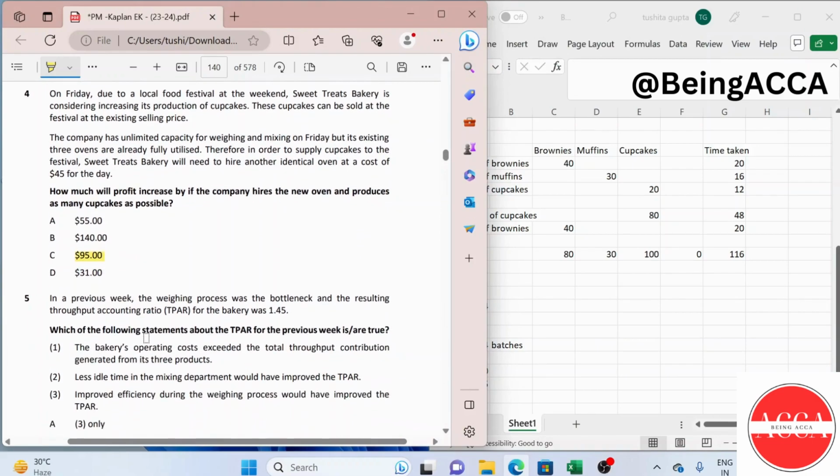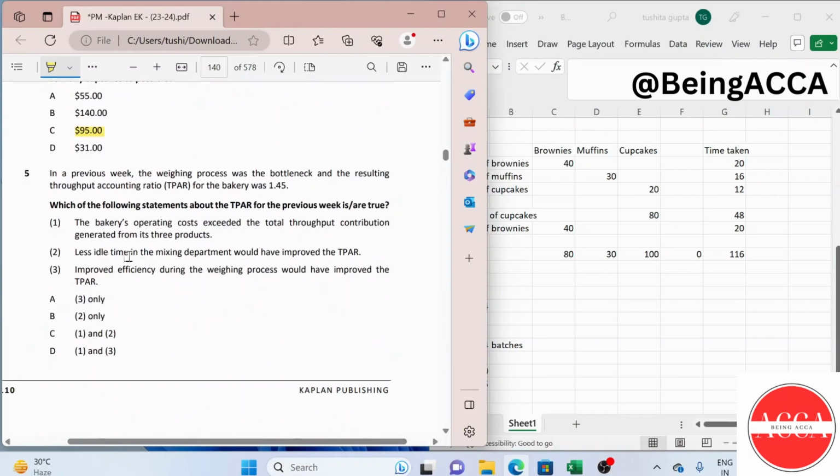Now, going to the last statement, in a previous week, the weighing process was the bottleneck, and the resulting TPAR for the bakery was 1.45. We have to tell which of the following statements are true or false. The bakery's operating costs exceeded the total throughput contribution generated from its three products. No, the statement is not correct since our TPAR is more than 1. This means that our return per hour was greater than the cost per hour. So, the first statement cannot be right.